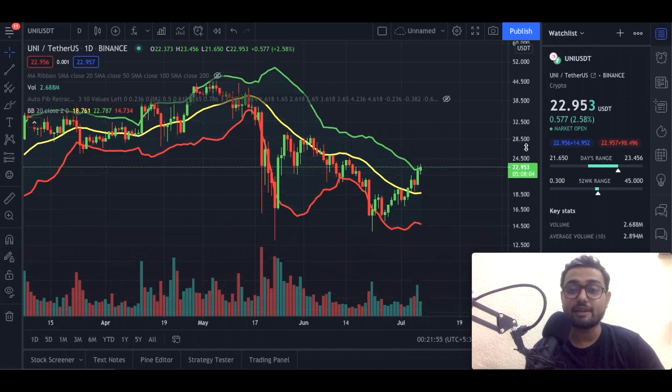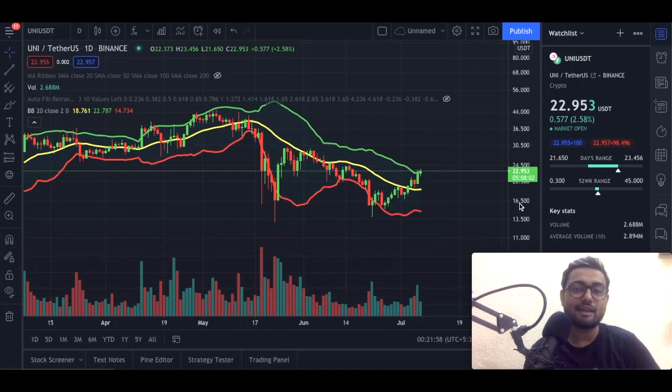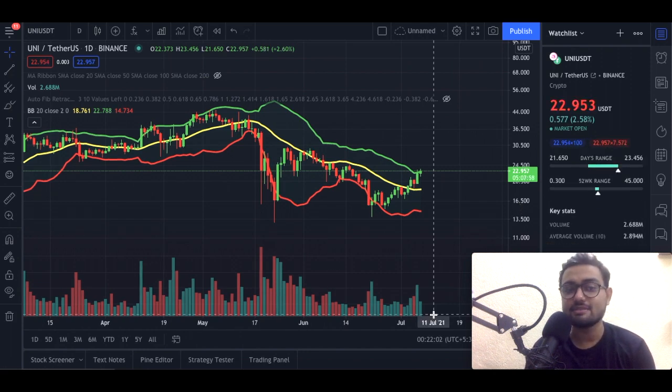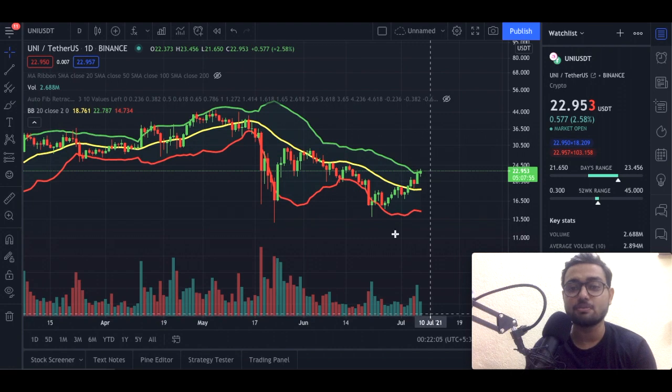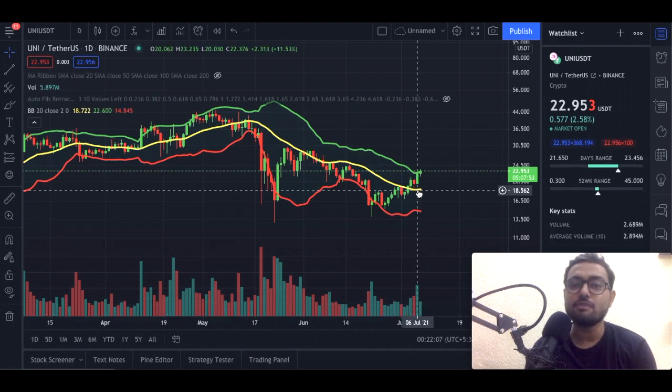So what I'm expecting for Uniswap on the daily time frame is that we can see a reversal, and 18.76 will act as a strong support. That is the median line of the Bollinger bands.